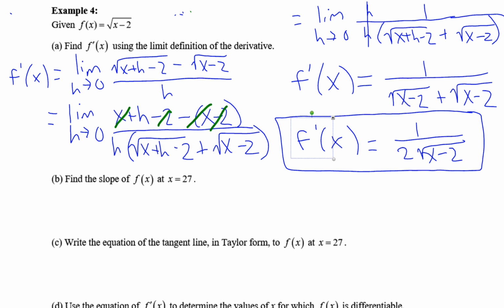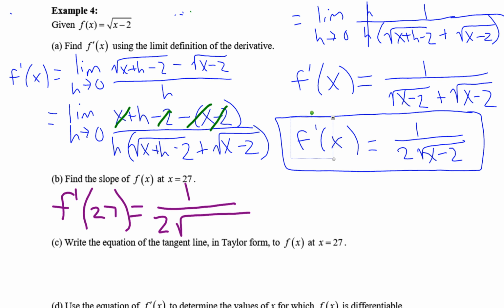Now we have this derivative function. So no matter what value we put in there, we could tell what the slope of the tangent line is at that value. So if we want to do part B, find the slope of f of x at x equals 27, all we need to do is plug in 27 to our derivative function. F prime of 27 is equal to 1 over 2 times the square root of 25, so we get 1 over 10.